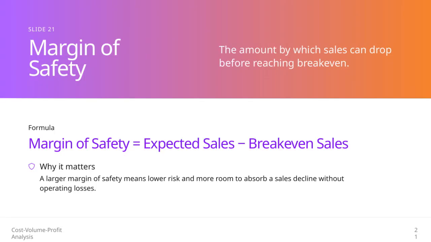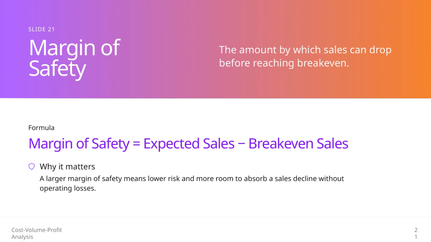Here, we're looking at the concept of margin of safety. Simply put, it's the difference between your expected sales and your break-even sales. This tells us how much sales can drop before the business starts operating at a loss. The formula is straightforward: margin of safety equals expected sales minus break-even sales. So, why is this important?